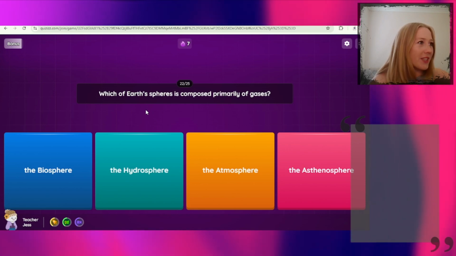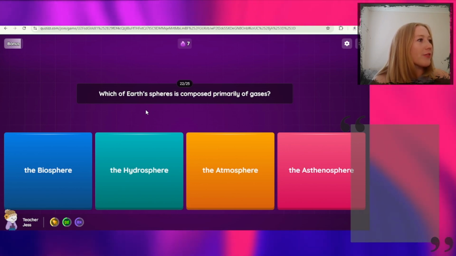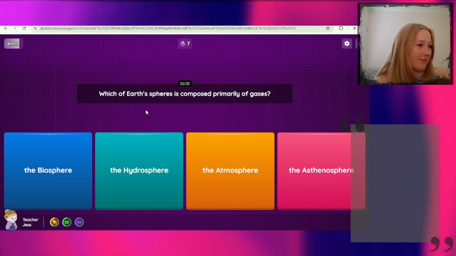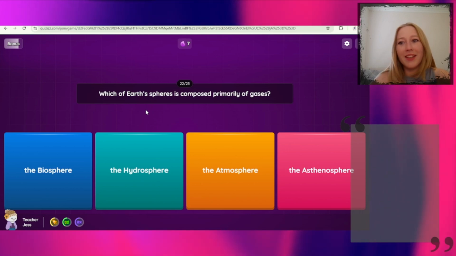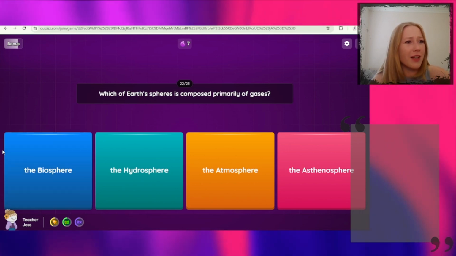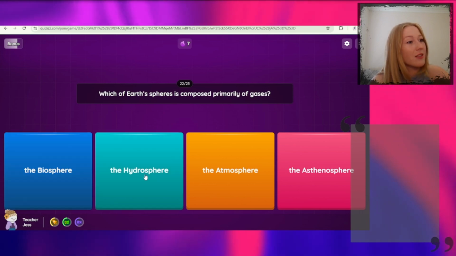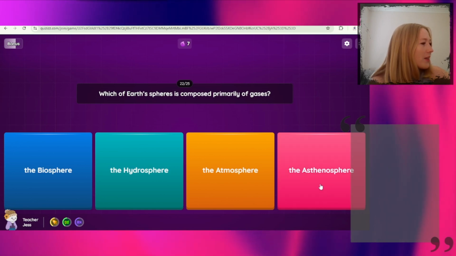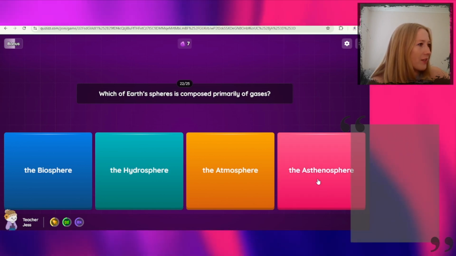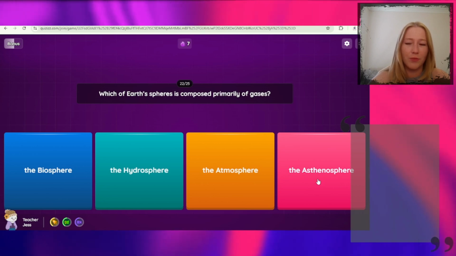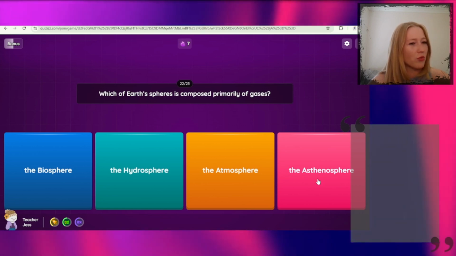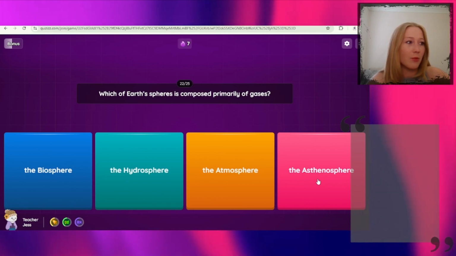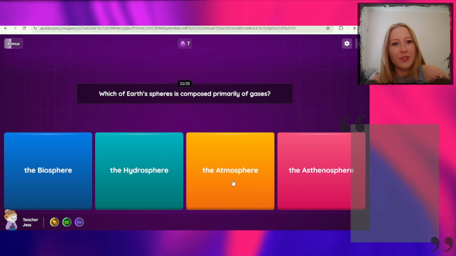Which of the Earth's spheres is composed primarily of gases? Well, I can't even explain how the other ones are wrong. The biosphere, I think it contains all living things. The hydrosphere is everything to do with the water. Asthenosphere, I think that is actually the physical rocks, like the geology of it. I'm not sure. I'll have to double check that one, but obviously atmosphere.